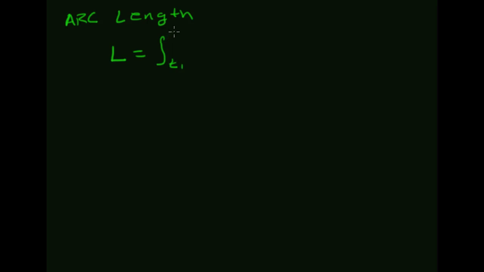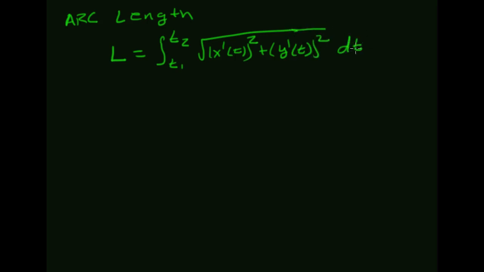So if you go from t1 to t2, it's the integral of the square root of x prime of t squared plus y prime of t squared. Again, this is literally the integral of the speed over the interval from time 1 to time 2. This is not new information. So we have this and we're working with it. Okay, so that's vector valued functions and parametrics.